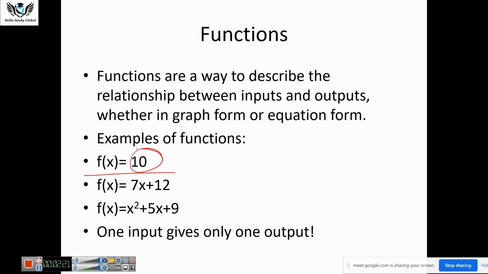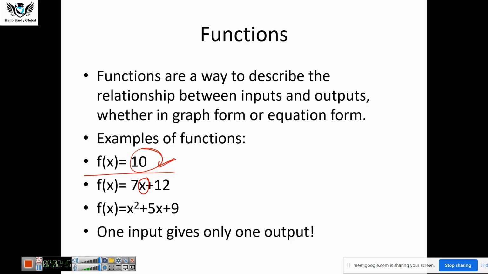f(x) is equal to 10. This is a constant function, no variable is there. You understand the difference between variable and constant, right? A variable is a value that changes. Here x is a variable because we can give different values to it. We can put x equal to 1, we can put x equal to 0, minus 1, so the value changes. 10 is a constant because it is a fixed value, right?